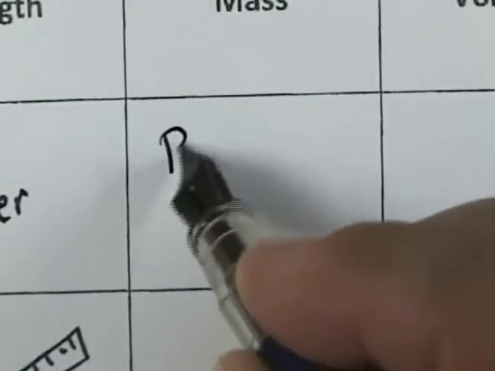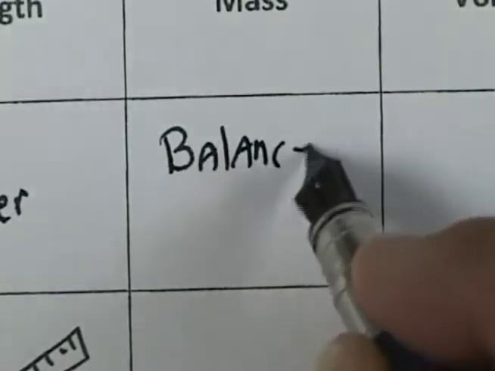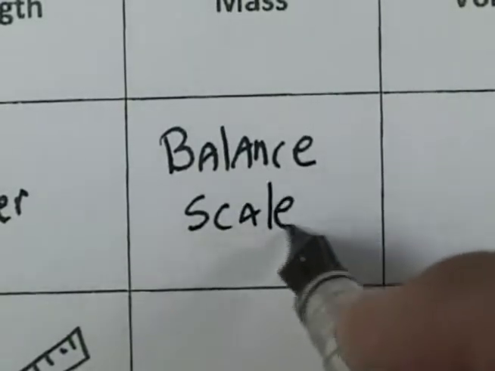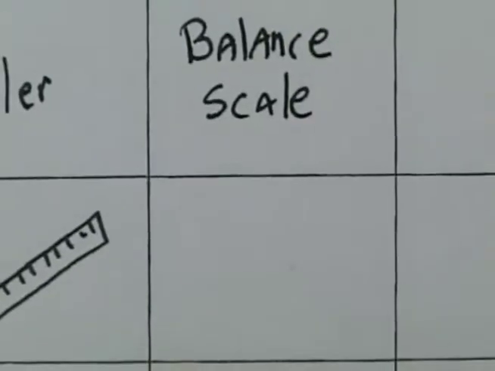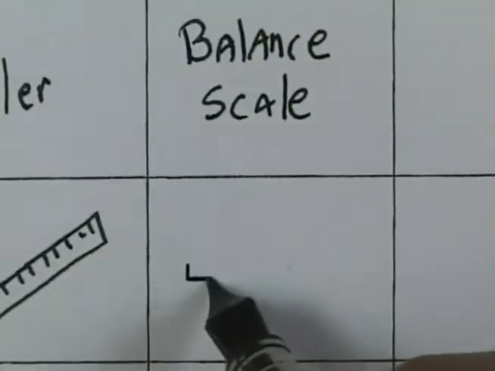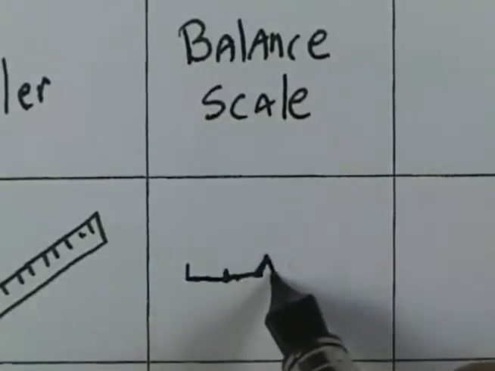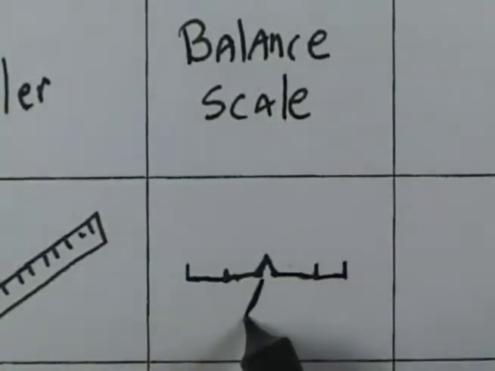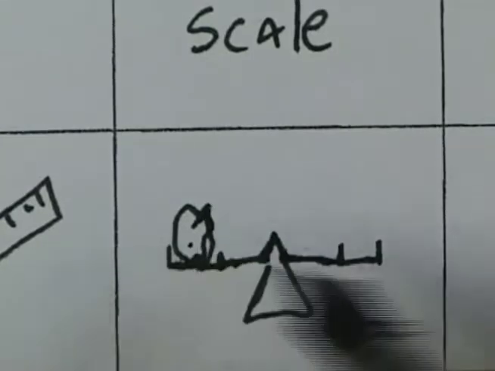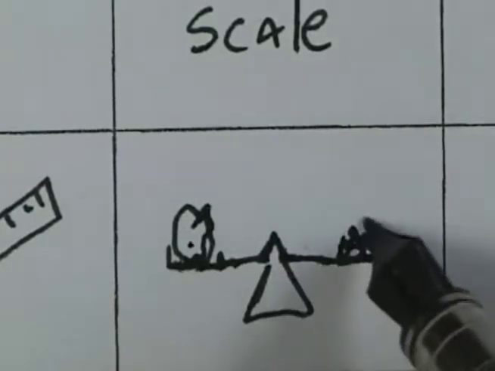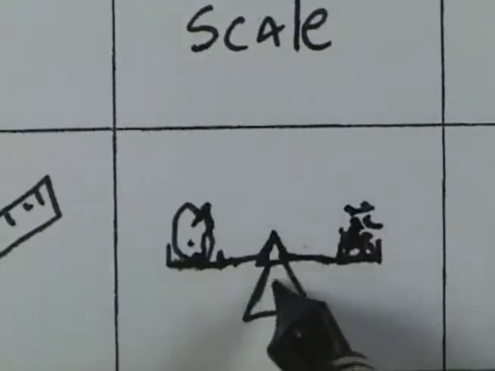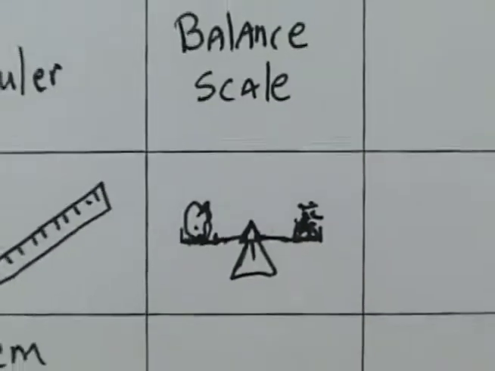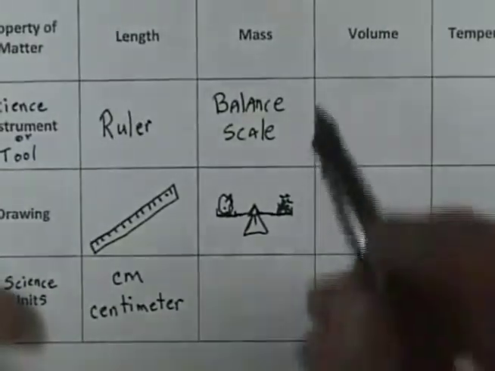We're going to use a balance scale. And it looks like this. It has a little thing right here, and it sits on something like this. And what we could do is, if I put an apple right here, and then over here I could put some masses, as long as they are balanced out, that's my balance scale.